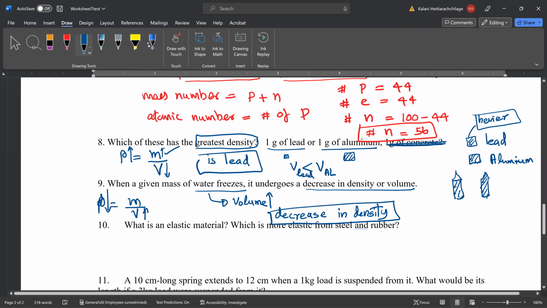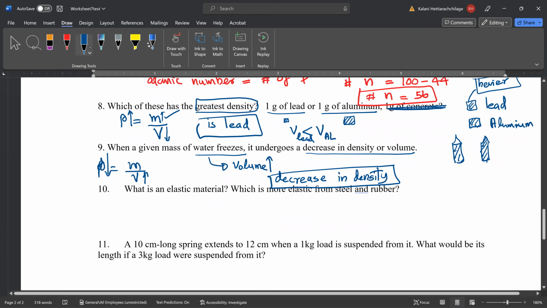Okay, let's move into number 10. So number 10 is asking which is more elastic material, steel or rubber. So now elastic material is basically one which obeys the Ohm's law.